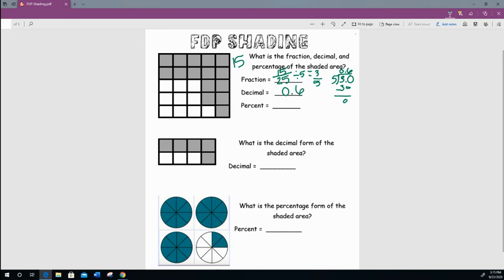Our percentage, going from a decimal to percent, all we need to do is move the decimal 2 times to the right. When we move it 2 times to the right, 1, 2, we can attach a 0, and we end up with 60%.